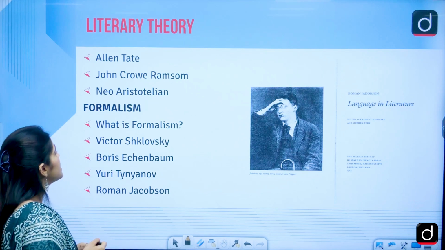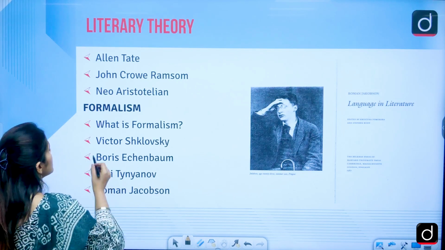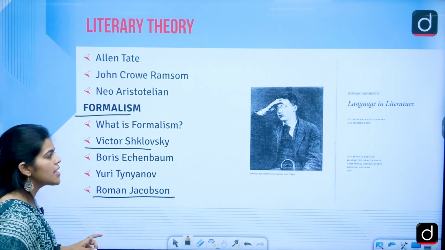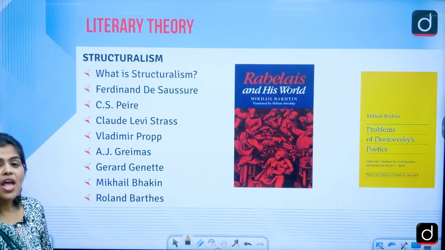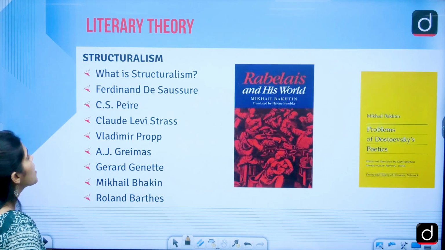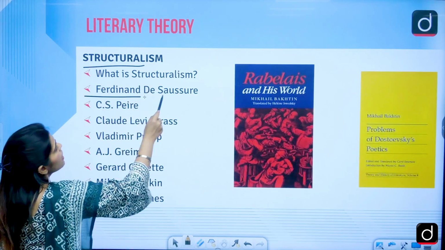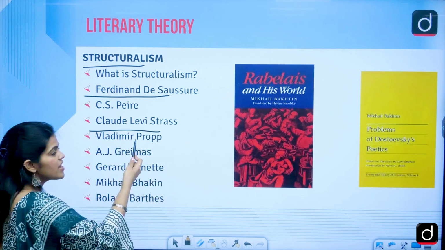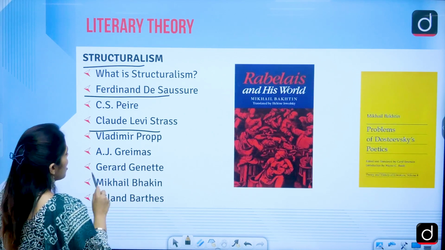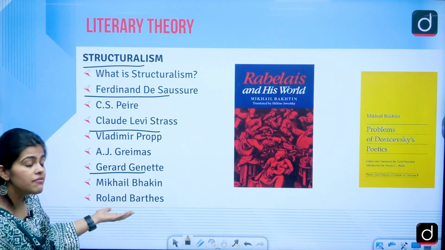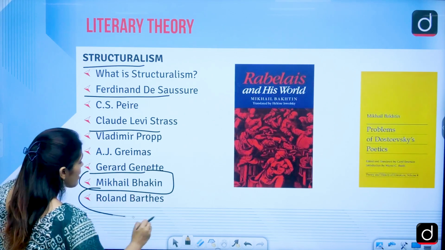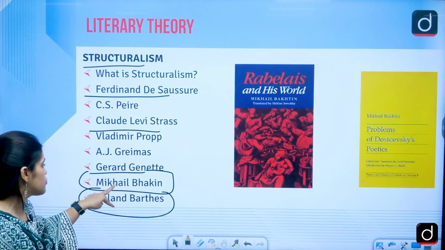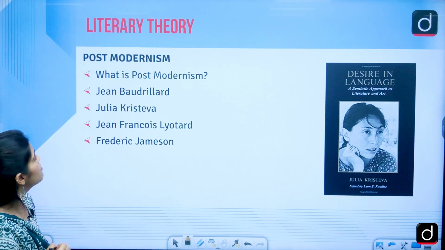After this, we'll be dealing with formalism. In formalism, we'll be dealing with Victor Shklovsky. We have Roman Jakobson and the texts related to them. Then comes structuralism. In structuralism, we'll be studying Ferdinand de Saussure. We'll be studying Claude Lévi-Strauss. Then we have so many. Mikhail Bakhtin, very important. We have Roland Barthes. So this time also they ask texts related to these two writers. So they are very important.